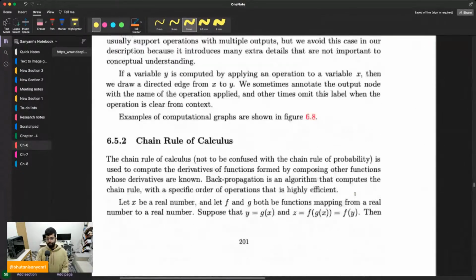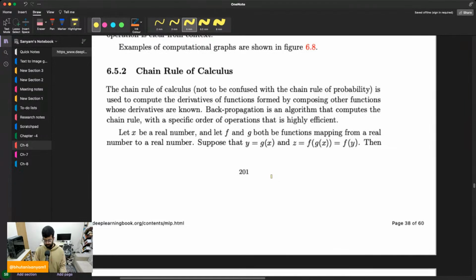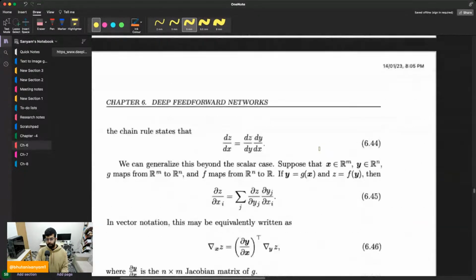After this, they talk about the computational graph, and then they introduce the chain rule of calculus. I'll also highlight this in case you need a refresher. Let's say you have a function like so: y maps to a function g, and then z maps to a function f. To apply the chain rule, it works like so. To calculate the differential or the gradient of z with respect to x, you'll calculate the gradient of z with respect to y, and then y with respect to x.